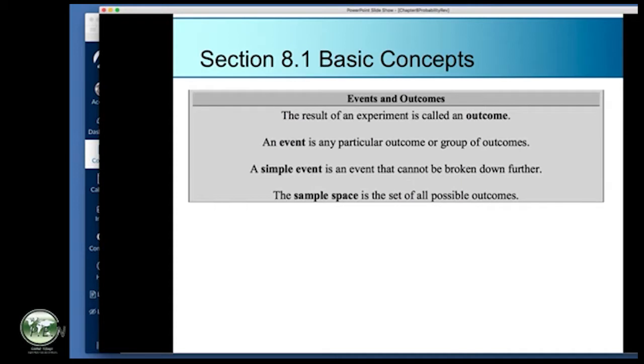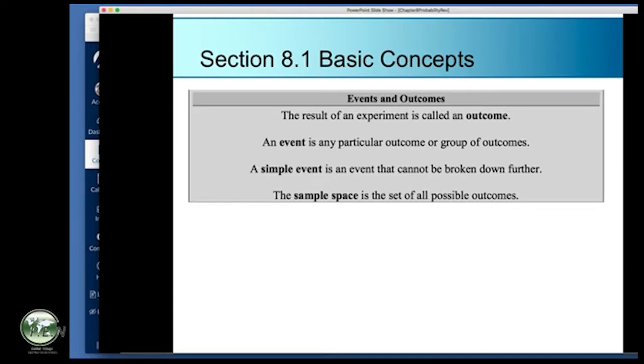I've got a dice. A dice has how many sides? 6. A typical dice has 6. There's many different types of dice, right? Especially if you play Dungeons and Dragons or some other things, you've got 12-sided dice. But we're going to talk about a 6-sided dice, a cube, and it's got the numbers 1 through 6 on it. So that might be an experiment.